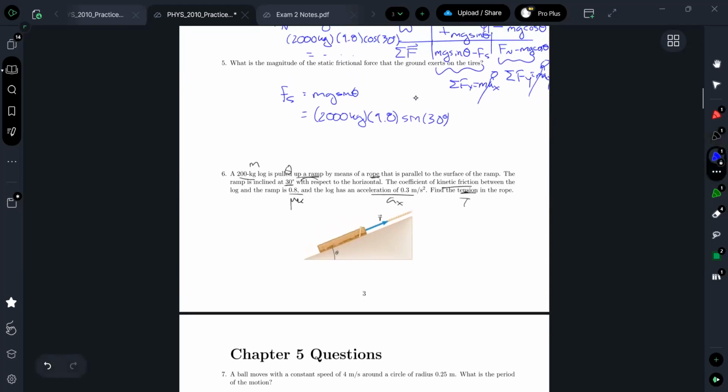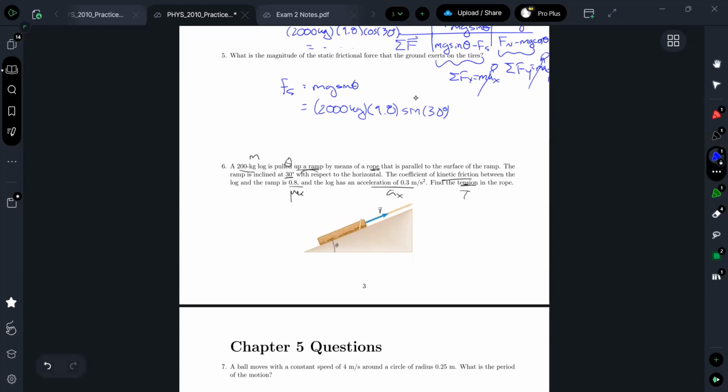So now that I've labeled some stuff, I'm going to finish drawing all my forces in my picture, turn that into a free body diagram, and follow the same process.